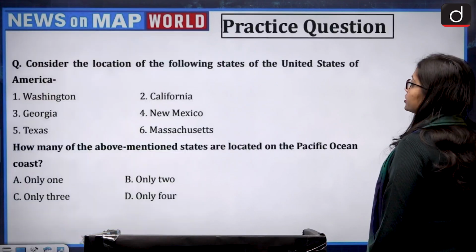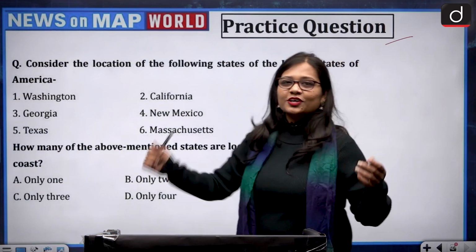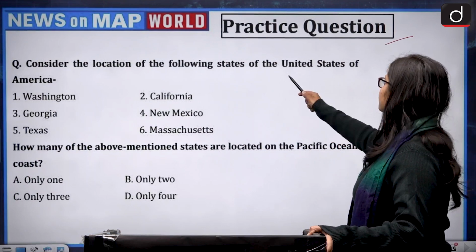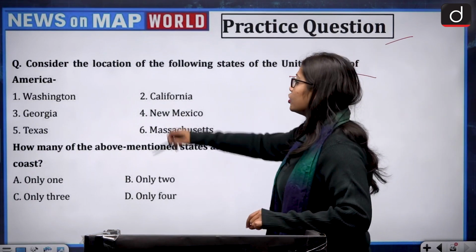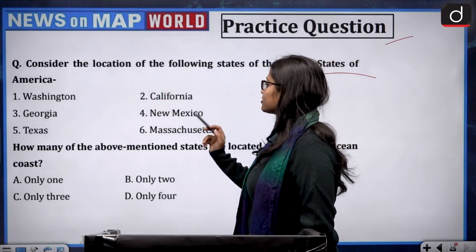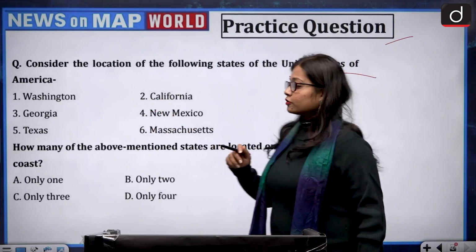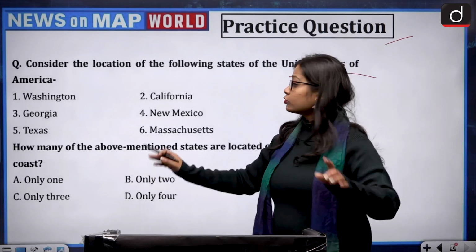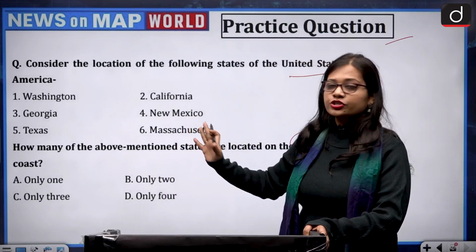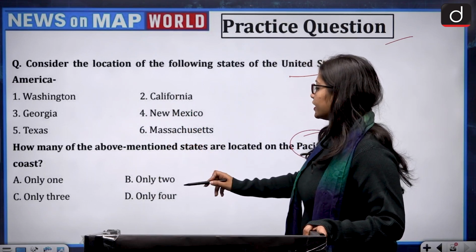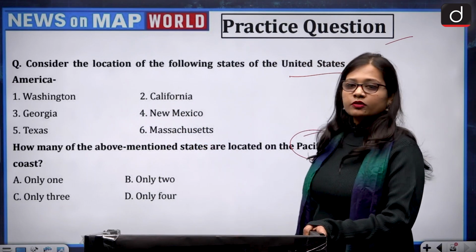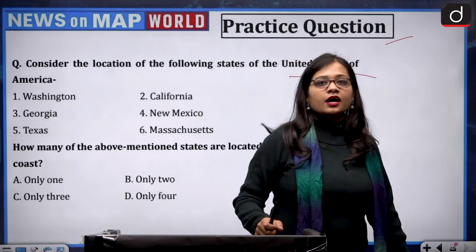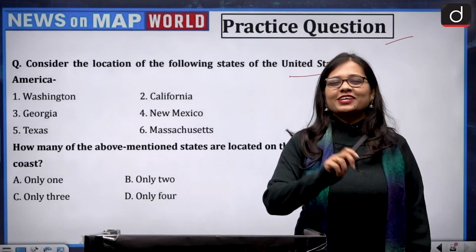Now moving on to the next question. This is a practice question, and like always, you will give me the answer in the comment section. The question reads: consider the location of the following states of the United States of America: Washington, California, Georgia, New Mexico, Texas and Massachusetts. How many of the above mentioned states are located on the Pacific Ocean coast? Only 1, only 2, all 3, only 3 or only 4. So go and see the map of the United States of America, or pick up the atlas and see the map, and then give me the answer in the comment section.